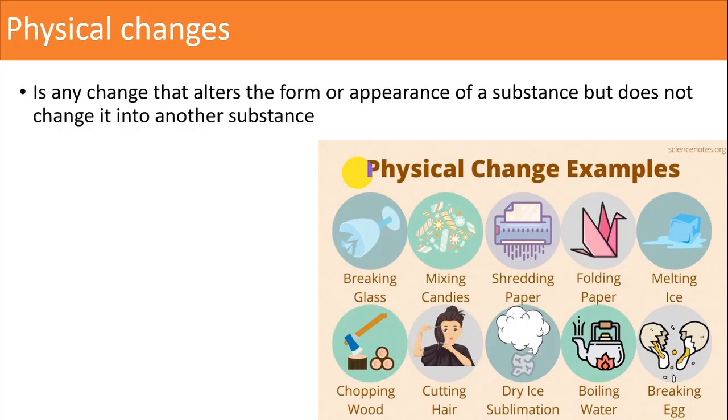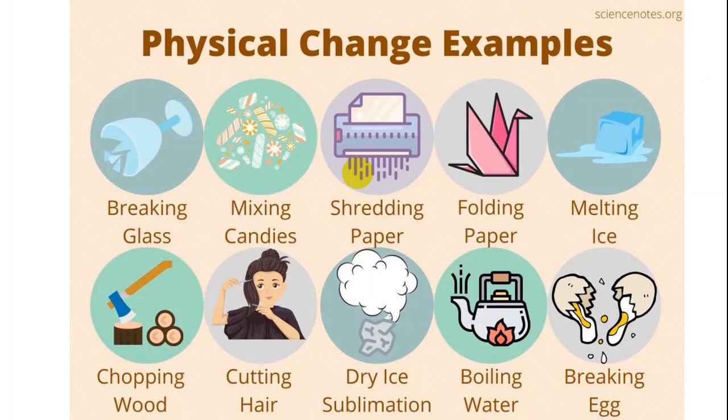It can only change the state of the substance. It can only change the temperature of the substance. It can only change the texture of the substance. But no new substance is formed. So physical changes include breaking glass, mixing candies, shredding paper, folding paper, melting ice, chopping wood, cutting hair, dry ice sublimation, boiling, melting, freezing, condensation. All are physical changes, and all physical state changes are related to physical change also.